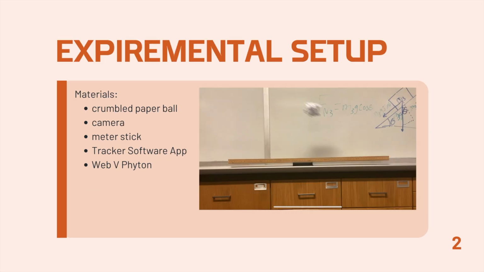For our experiment, we used a small crumpled paper ball with a mass of about 0.005 kilograms. We recorded its motion with a stationary camera, and we placed a meter stick in the frame as a scale reference. The system was the paper ball, while the surroundings included gravity and air resistance.